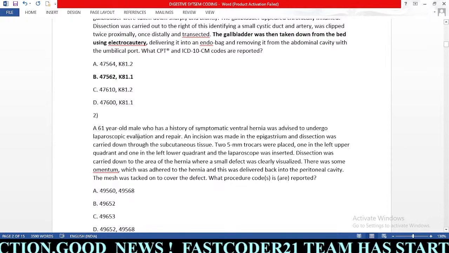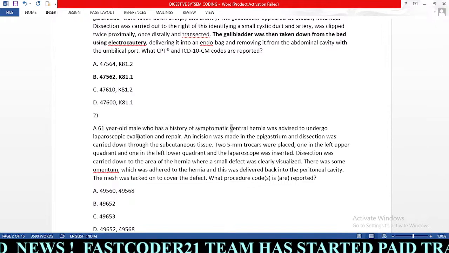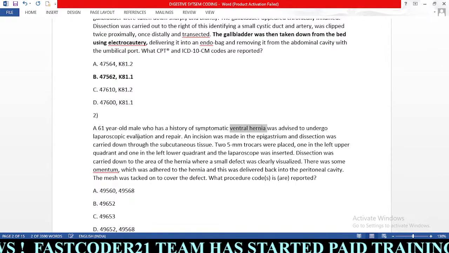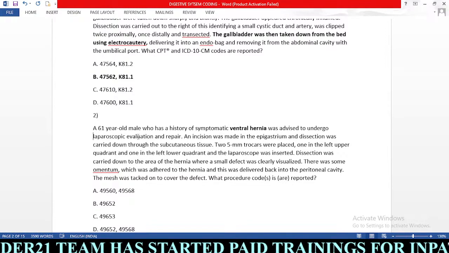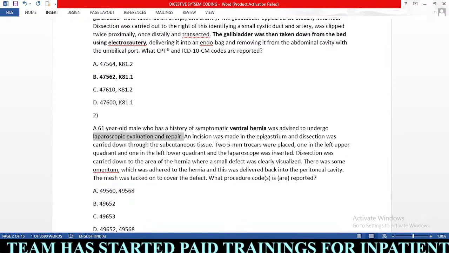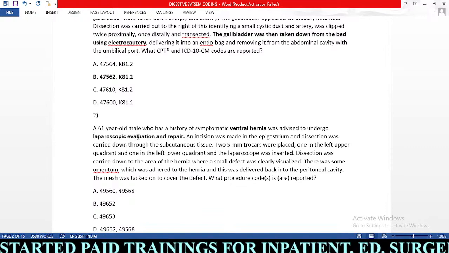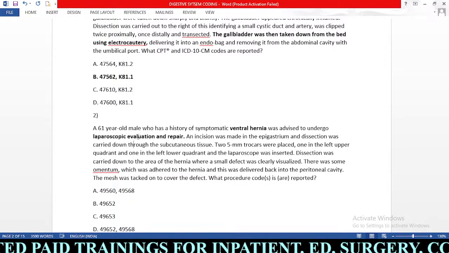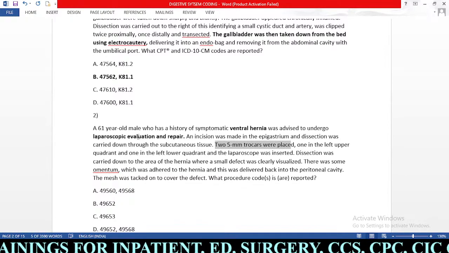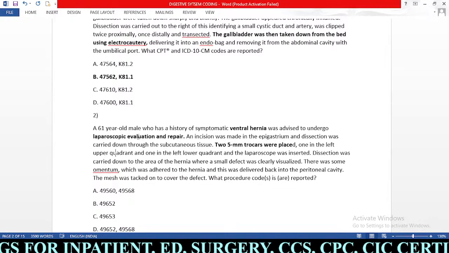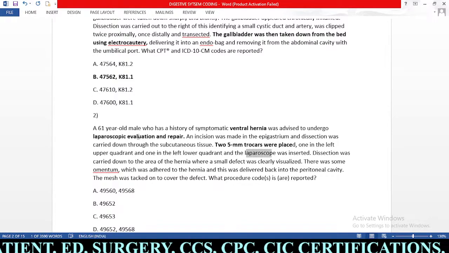So a 61-year-old male who has a history of symptomatic ventral hernia. So this patient has ventral hernia and was advised to undergo a laparoscopic procedure. As I told you before, you need to find whether it is an open procedure or laparoscopic procedure. An incision was made in the epigastrium and dissection was carried down through the subcutaneous tissue. So here we have two more keywords: trocars were placed in the left upper quadrant and the left lower quadrant and the laparoscope was inserted.